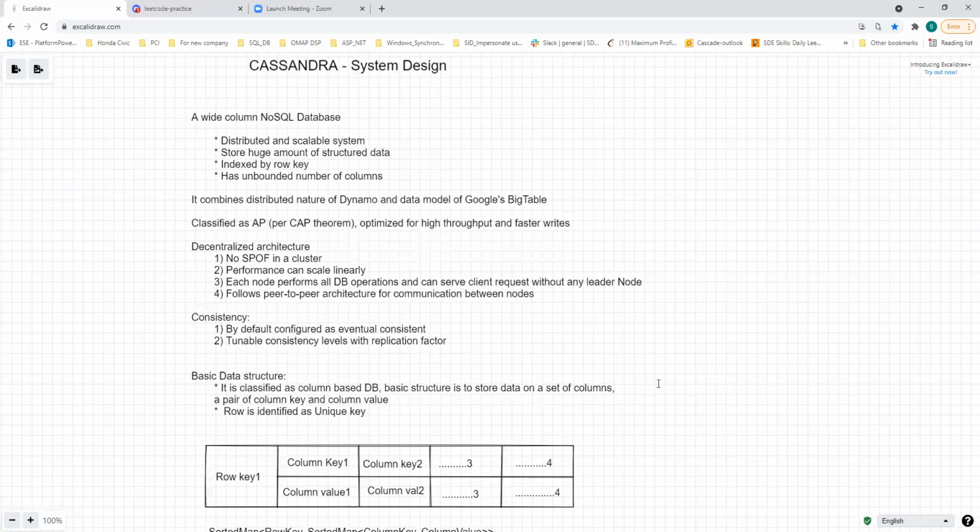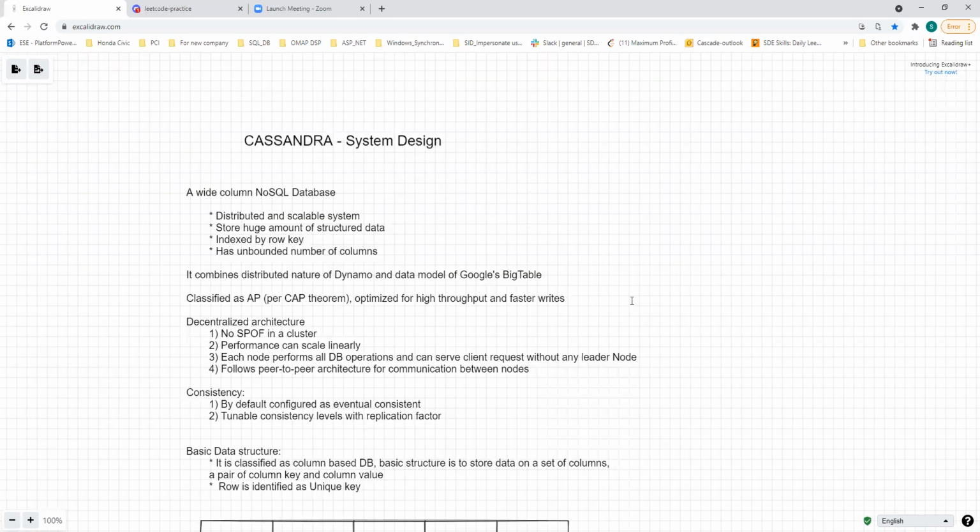Let's start. As we discussed last time, we will be discussing Cassandra system design, or maybe a deep dive, whatever you can call it. I just gathered whatever possible from all over the place, and most of it is from the same book we were referring to earlier. I'll be discussing most of the stuff based on my information gathered from everywhere.